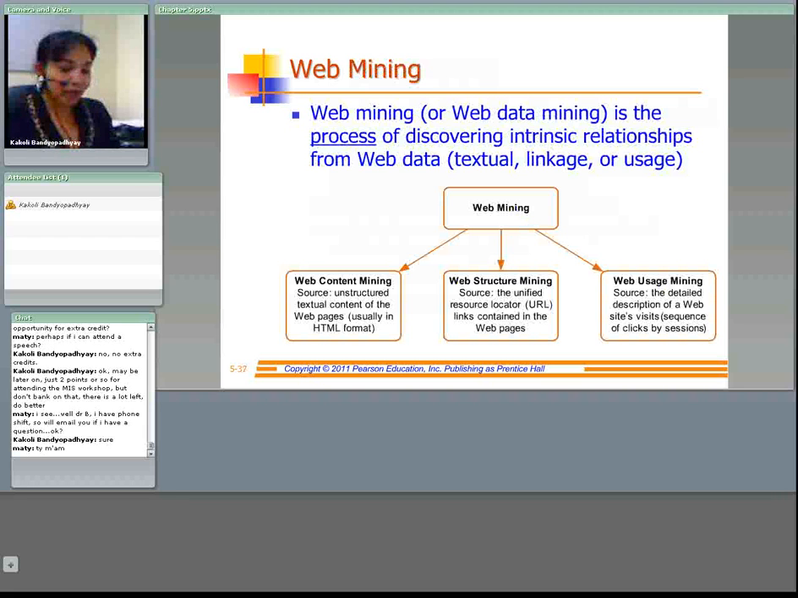So within web mining, we have talked about what web mining is: the process of discovering relationships from web data, which can be textual, linkage, or usage. When we extract useful information from the content of the web pages, it's web content mining. When we extract useful information from the links within the documents, it is web structure mining. And when we extract useful information from data generated through web page visits and transactions, we are doing web usage mining. Also, you need to know what web crawlers are. They're used to read through the content of a website automatically. And you also need to know what clickstream analysis is. And this is our chapter 5.